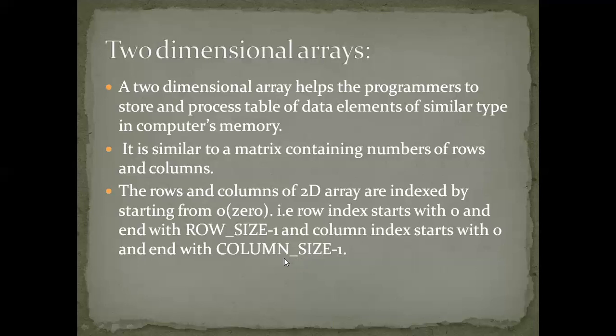So in this we have gone through what is two-dimensional array, and it is related to the matrix concept. You know that matrix contains the rows and columns. So for rows, the index value is 0 to row size minus 1, and for column, 0 to column size minus 1. Okay, so move on to the next slide.